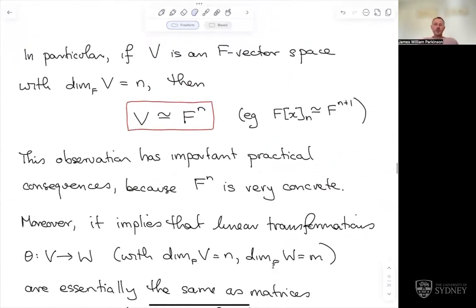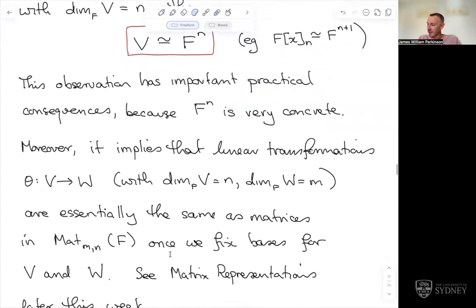Let's go through this comment because we're going to follow on with it more tomorrow on Tuesday and also the week after, week 4. So it means that if V is an F vector space of dimension n, then V is isomorphic to our favorite vector space F^n. The consequence is that F^n is very concrete. I mean, column vectors, and we can operate with matrices and so on. In particular, this implies that linear transformations from a finitely generated space V to a finitely generated vector space W are essentially the same as m by n matrices.